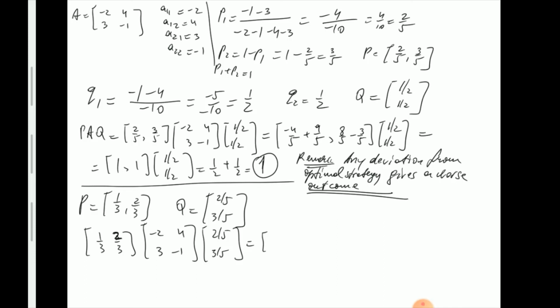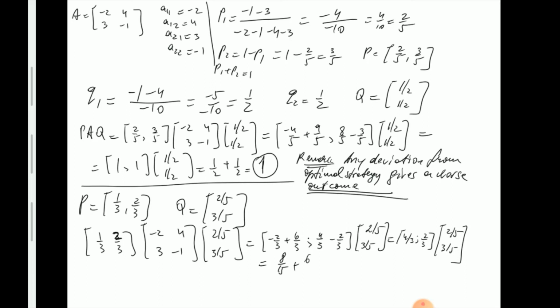The first product is -2/3 plus 6/3, which is 4/3, and 4/3 minus 2/3, which is 2/3, times 2/5, 3/5. That's going to be 8/15, which is 4 times 2 over 3 times 5, plus 6 over 15, giving 14 over 15, which is about 0.93, which is less than 1.